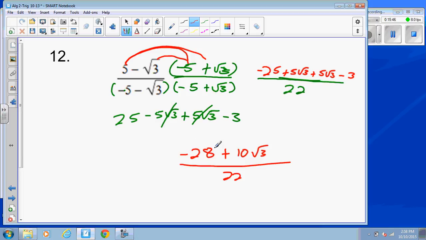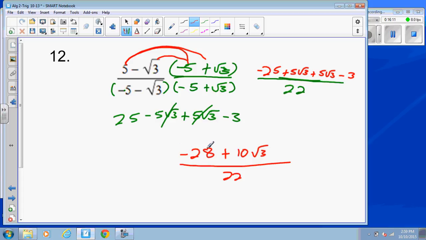The only difference is I'm noticing something. Can I reduce this at all? And I look at this, and all three of these numbers are even numbers. 28, 10, and 22 can all be divided by 2. Now remember, I can't just do these two by themselves. In order to reduce these fractions, you have to reduce each term.